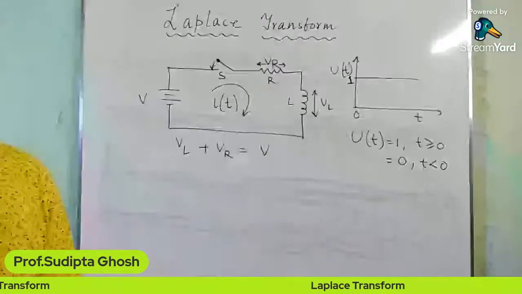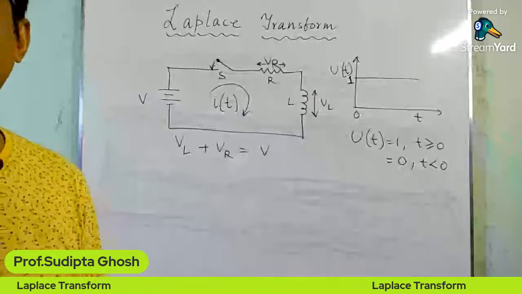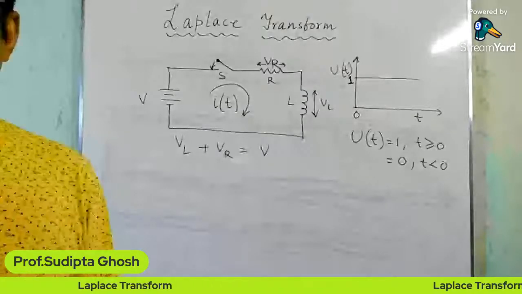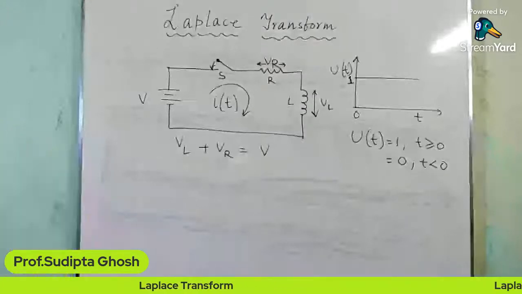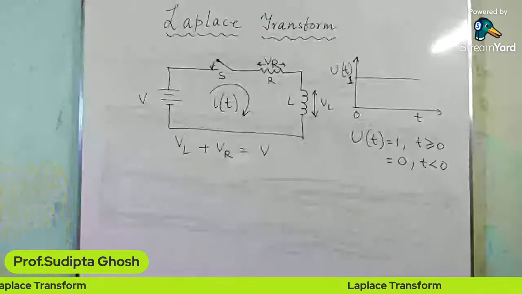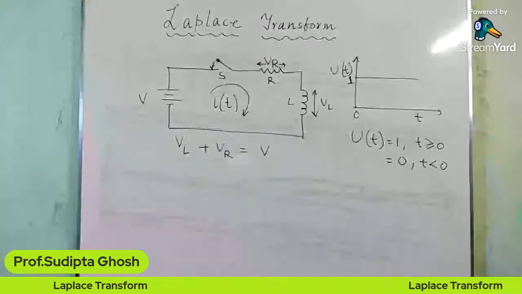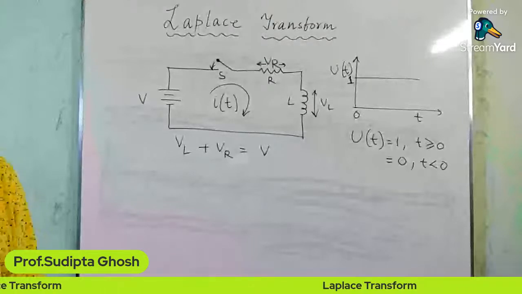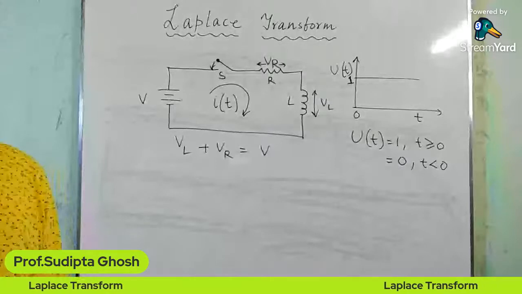Because in this particular circuit, as we can see, there is a voltage source V, and that V is nothing but a constant voltage source. For applying the Laplace transform, we have to have a function of time, and if this voltage source is constant, then we can't apply the Laplace transform. So to solve this equation by applying the Laplace transformation, we are going to associate u(t), the unit step function, with the voltage source V. Is it okay, Pranav?